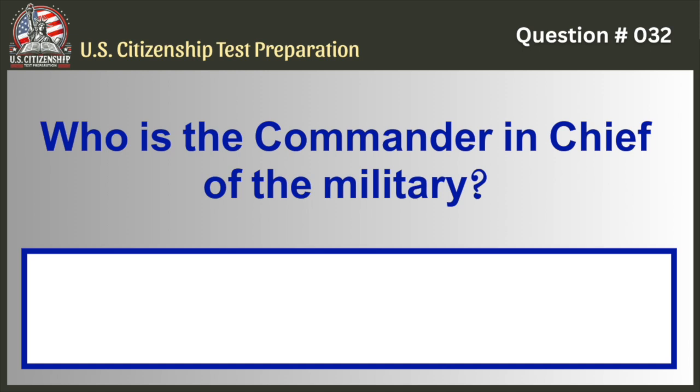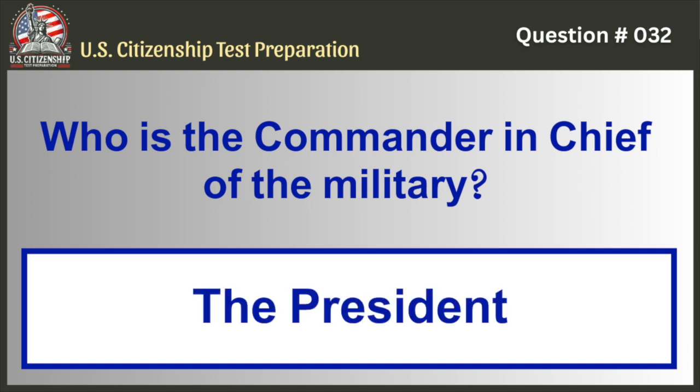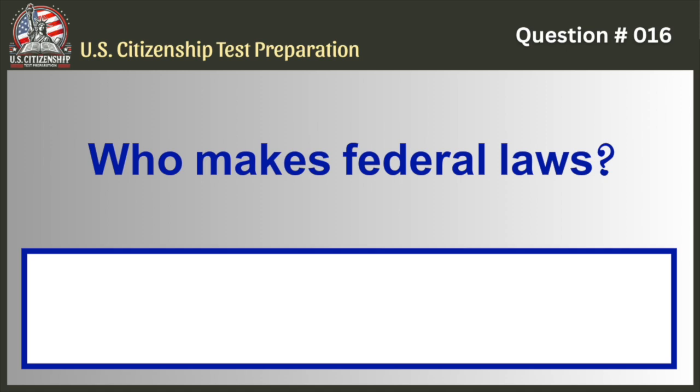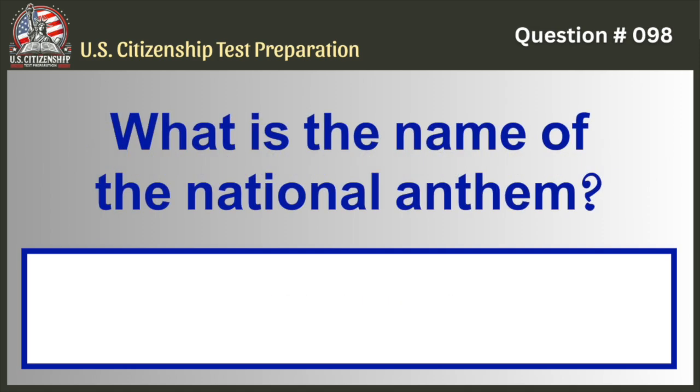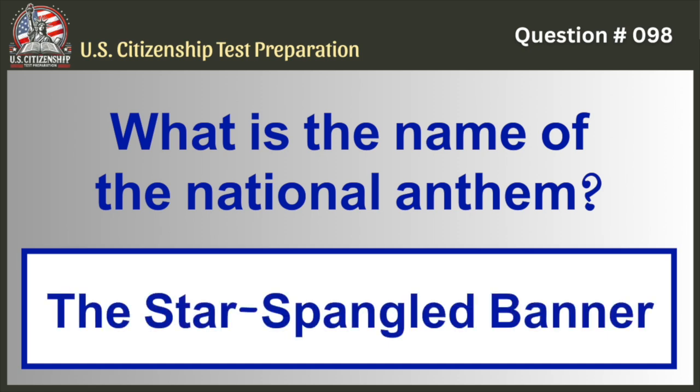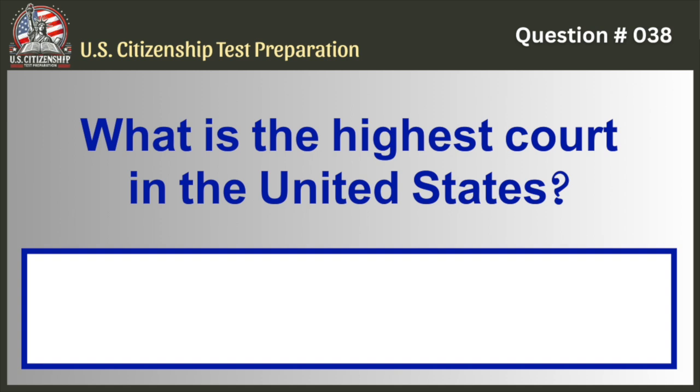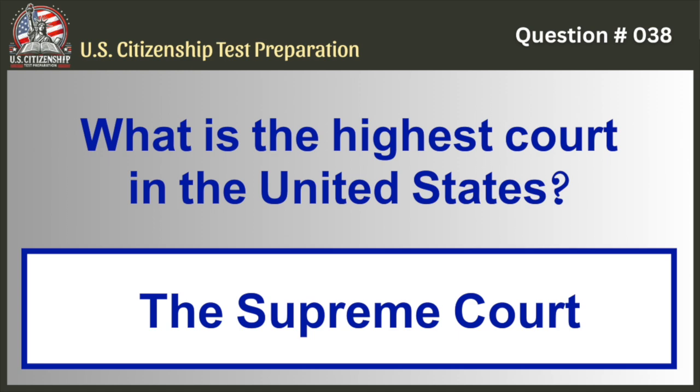Who is the Commander-in-Chief of the military? The President. Who makes federal laws? Congress. What is the name of the national anthem? The Star-Spangled Banner. What is the highest court in the United States? The Supreme Court.